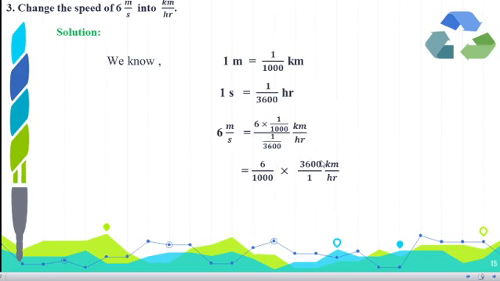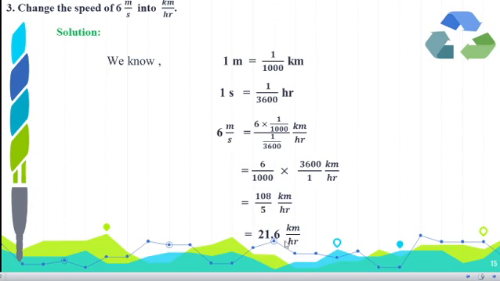So 3600 divided by 1. When we multiply these values, finally we will get 108 divided by 5. So this is the answer. Before it is in meter per second, that is 6 meter per second. When we change into kilometer per hour, that value is 108 divided by 5. And finally again divide these values, 21.6 kilometer per hour.